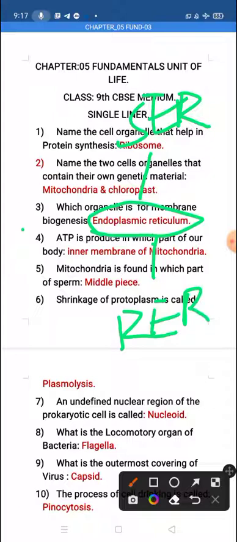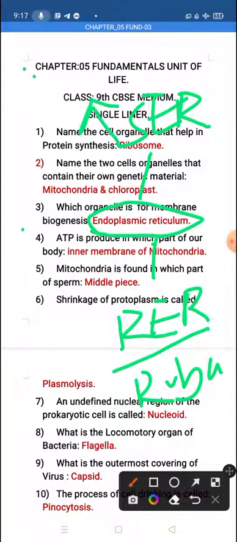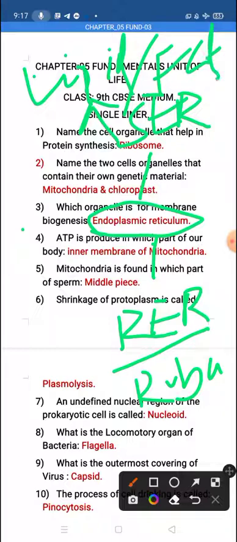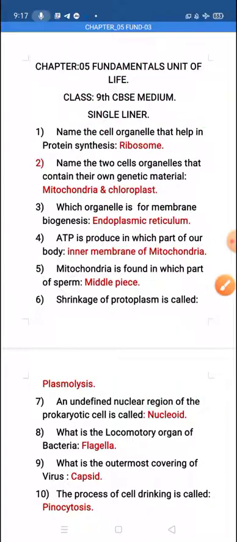Rough endoplasmic reticulum contains ribosomes. Smooth endoplasmic reticulum contains lipids or fats. So rough endoplasmic reticulum can synthesize protein because it has ribosomes on its surface. Smooth endoplasmic reticulum has only fats, so it can synthesize fats. So mitochondria, chloroplast, endoplasmic reticulum.